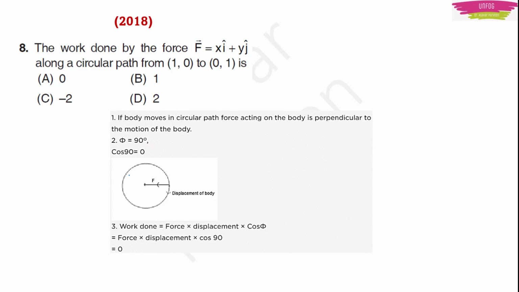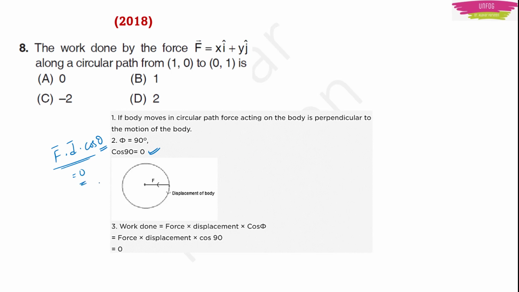See here, if the body moves in a circular path, the force acting on the body will be perpendicular to the motion of the body. Basically, the work done will be equal to 0, because work done is equal to force into displacement, the dot product. Because it is a dot product, you will have cos theta. But if that theta is 90 degrees, cos 90 is 0, right? So everything will become 0.